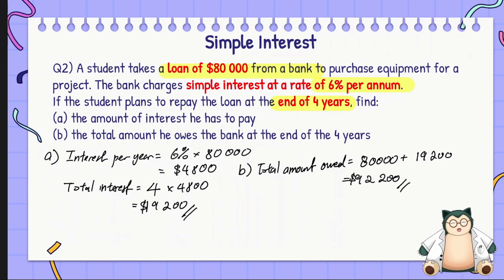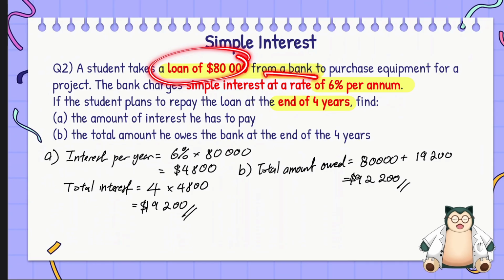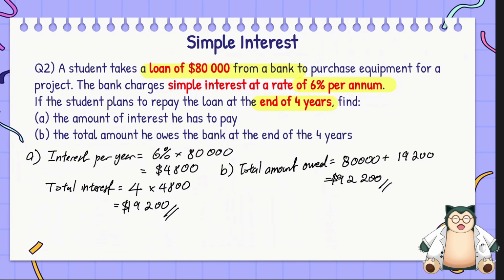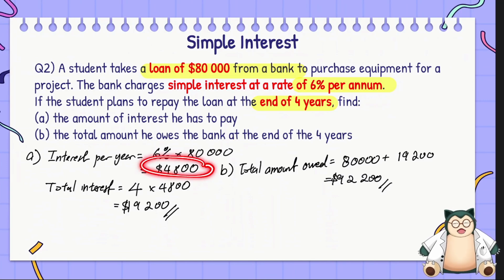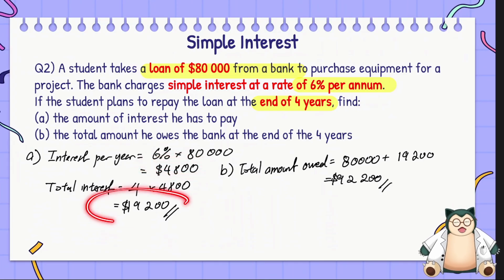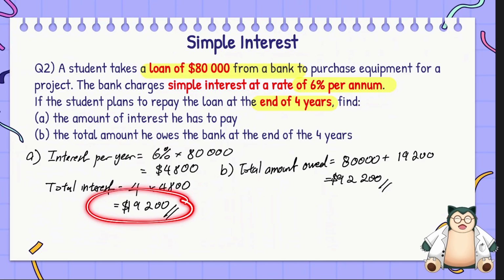This question shows you that when you borrow money from the bank, it's not so simple as when you borrow $2 from a friend and you return your friend $2 the next day. Banks are not so friendly. So notice that every year as you extend the duration of your repayment, they will charge you a fixed amount of $4,800. And at the end of the 4 years, you're actually paying an extra amount of $19,200, which is a lot of money.